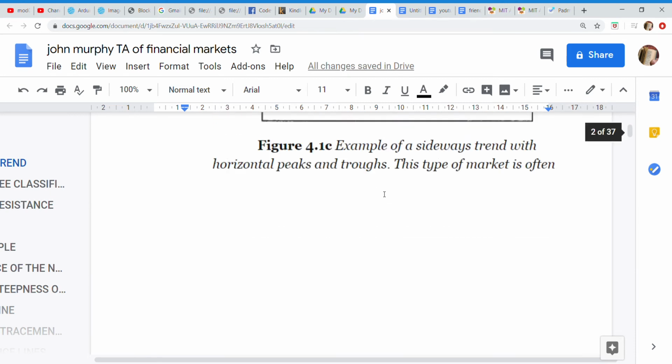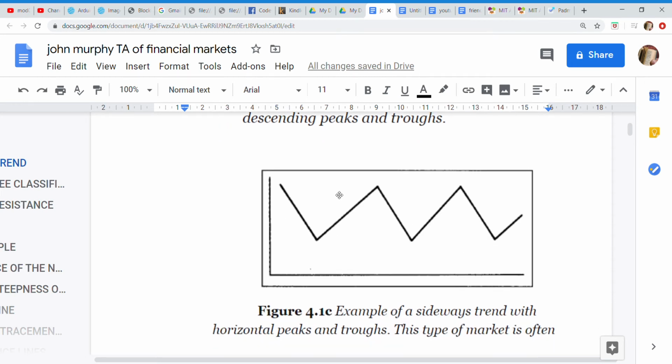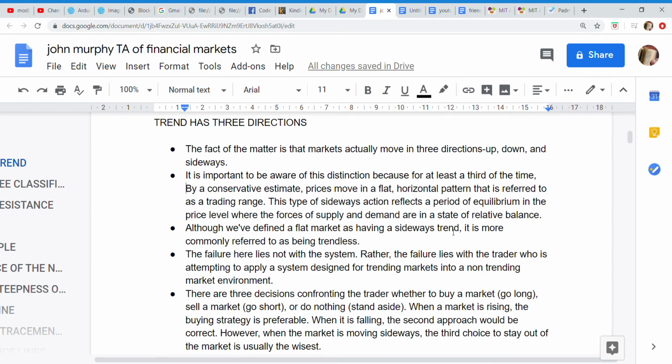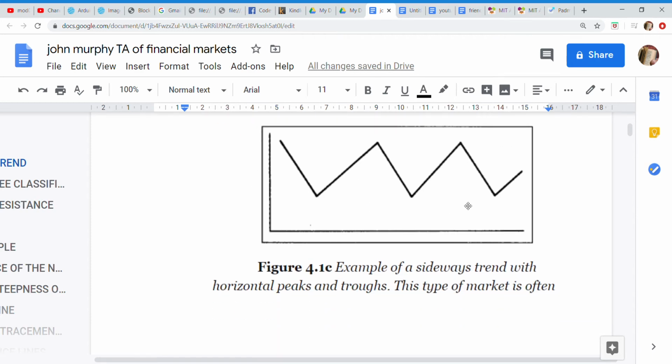So this is the third pattern, which is the horizontal pattern, and prices move in a trading range. This type of sideways action reflects a period of equilibrium in the price level where the forces of supply and demand are in a state of relative balance. So in this phase, the forces of supply and demand are in relative balance. So this is a sideways trend.